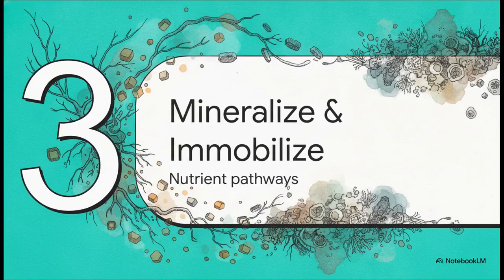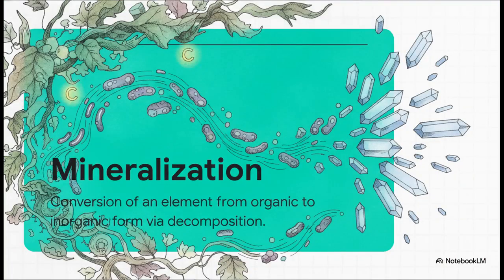That brings us to part three, mineralization and immobilization. Building on those chemical end products, we have to look at two critical, totally opposing nutrient pathways. First up is mineralization. Simply put, this is the process that makes elements inorganic. It takes an element that's locked in an organic form and converts it to an inorganic state through microbial decomposition. And this process is driven continuously by a heterogeneous group of heterotrophic soil microorganisms, going completely uninterrupted just as long as there's a carbon source available for those microbes to feed on.